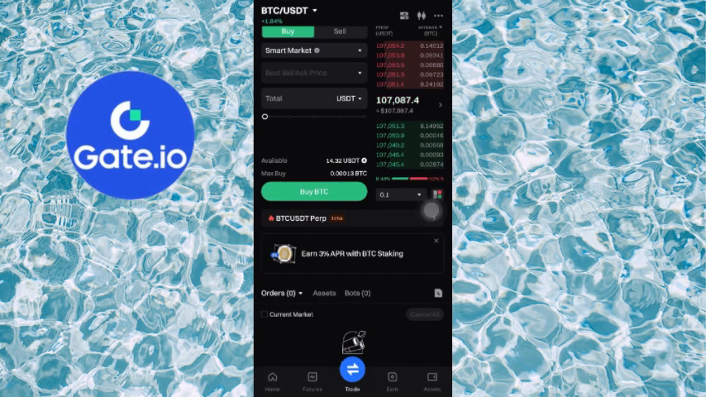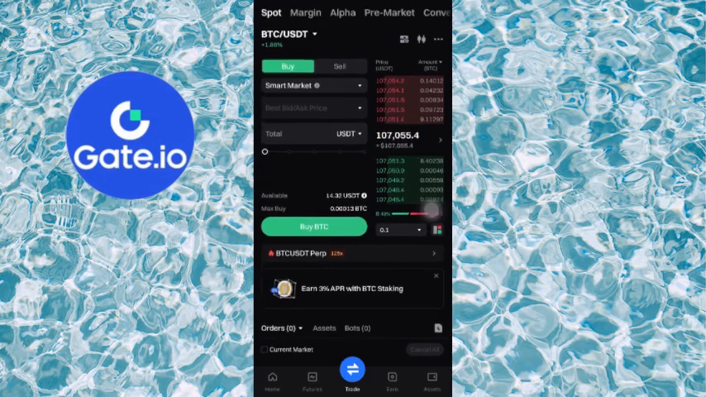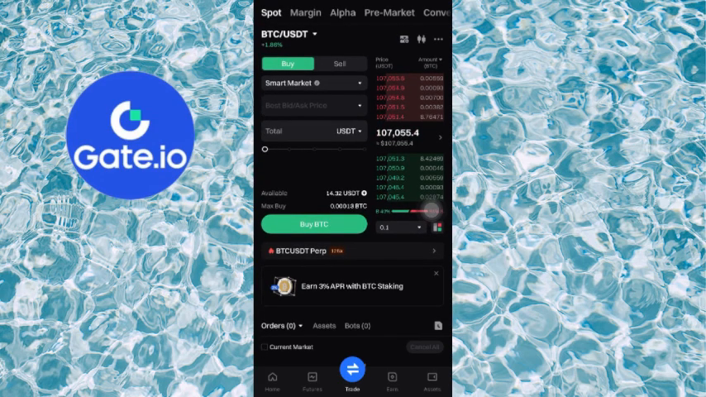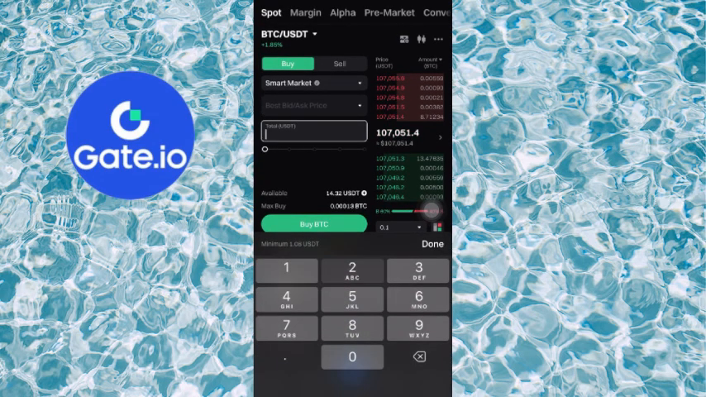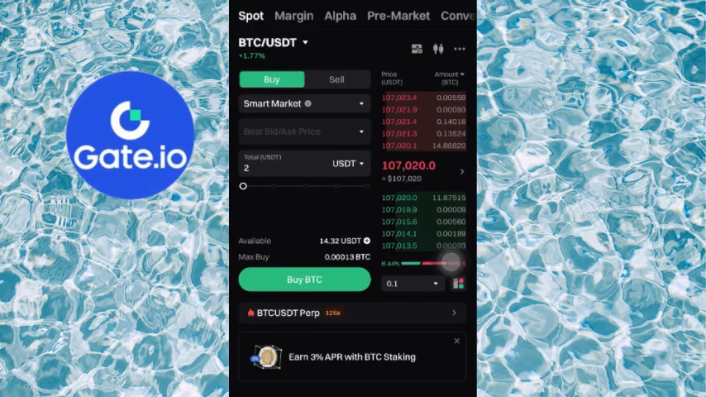So over to the total USDT, you have to put the number of BTC which you want to buy. So let me just put 2 BTC, and you can see here at the price area is showing 2, and the limit is 1. You can also slide it down depending on the total of BTC you want to buy. So here is 100%. You can slide it to 50% or any percent you want.